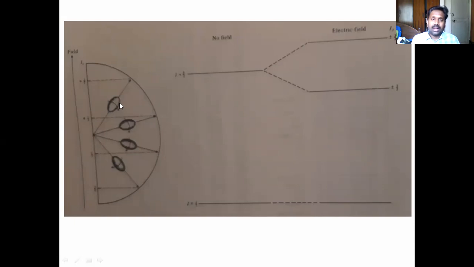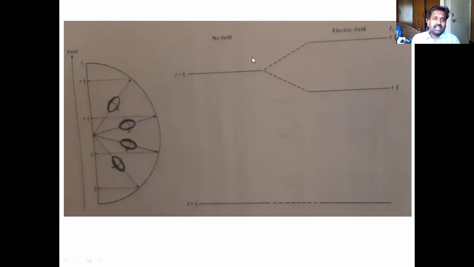But here, why don't they get split into 4 energy levels? Why are they splitting into 2 energy levels? And each energy level is doubly degenerate. Plus 3 by 2, minus 3 by 2 will be degenerate. Plus half and minus half will be degenerate. So splitting is only twofold. It gives only a doublet. Why? There is no requirement to understand in very much detail.